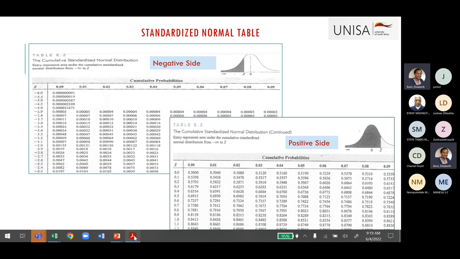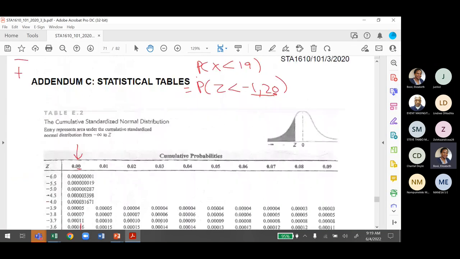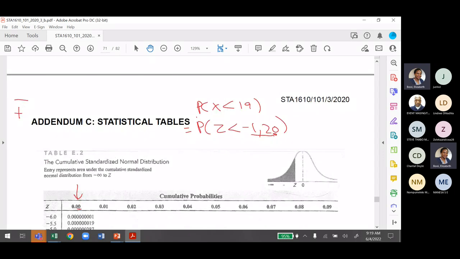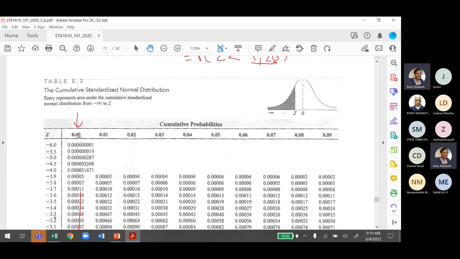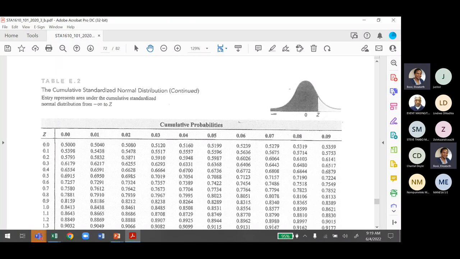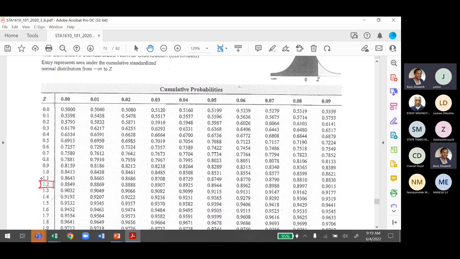Then I turned around and said, what if when we calculated this, we found not negative, but positive 1.20 as our answer. We found it as a positive value, so we can't come to the negative side of the table. We need to go to the positive side, where there are no negatives. So for the positive, we look for 1.2 here, and then you look for a zero at the top, and that is the probability.